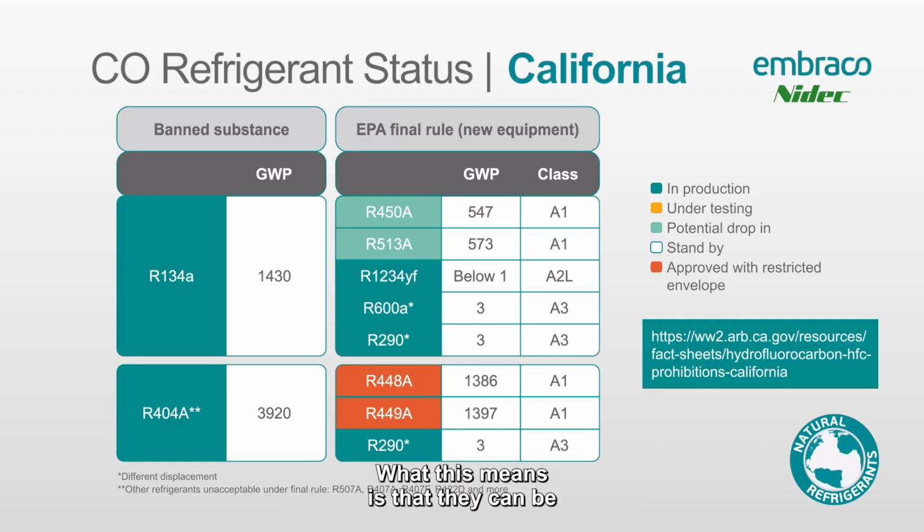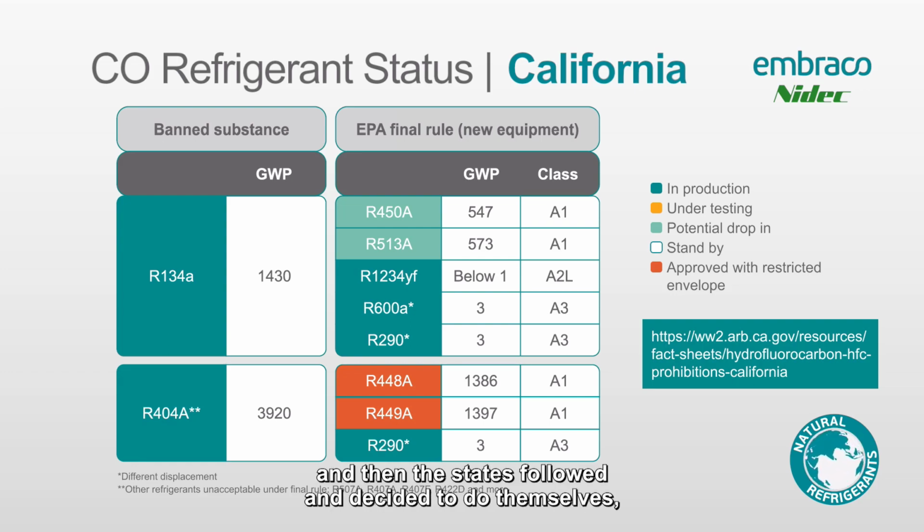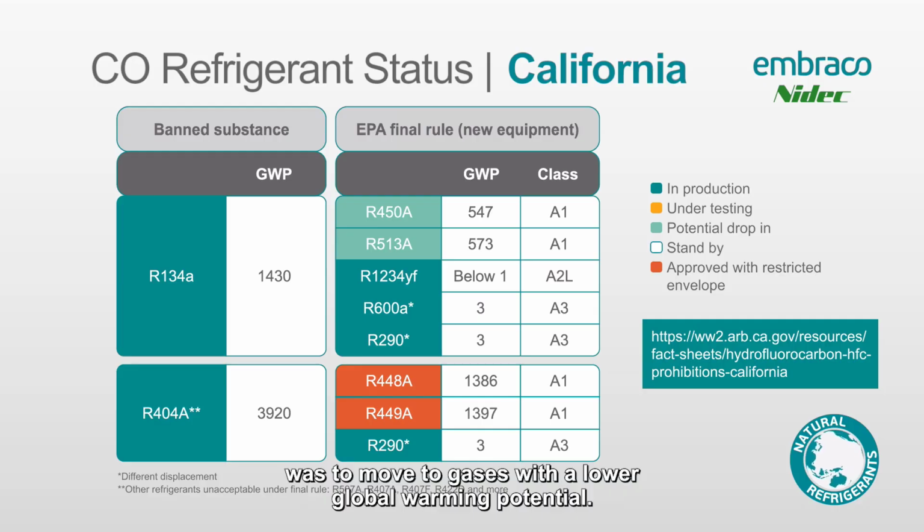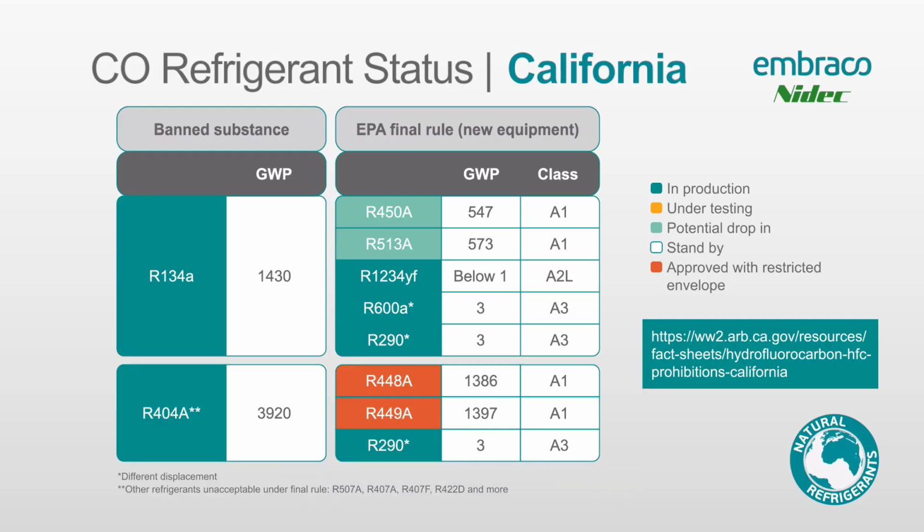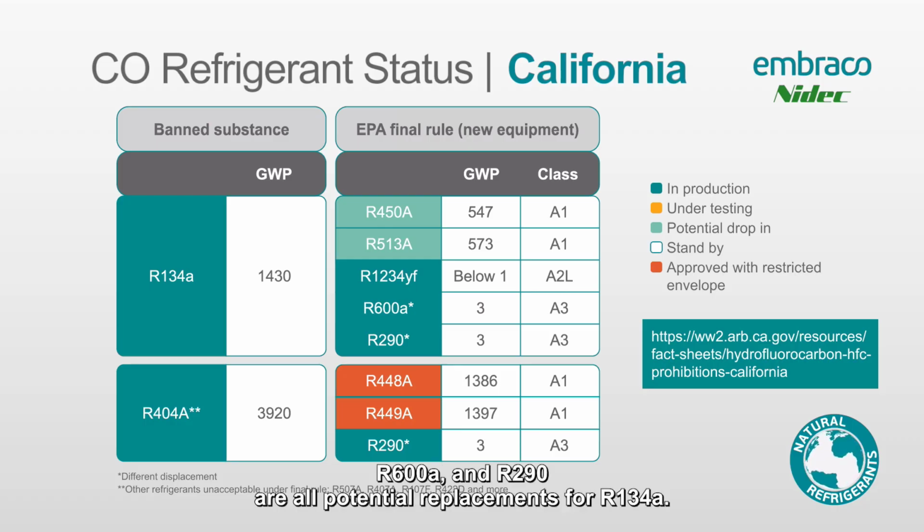And what this means is that they can be 1,400 times or 3,900 times potentially worse for the environment than CO2. CO2 is our baseline gas with a global warming potential of 1. So what the EPA decided to do originally, and then the states followed up and decided to do themselves, was to move to gases with a lower global warming potential. So if you look at the right side of the chart, you can see some of the potential replacements. So R450A, R513A, R1234yf, R600a, and R290 are all potential replacements for R134a.